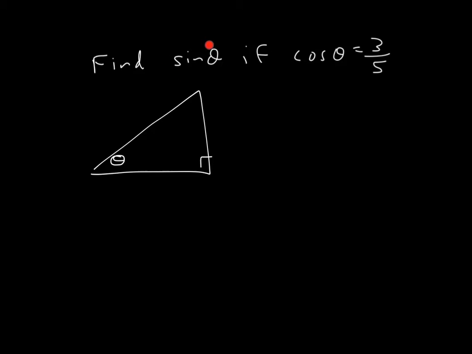We're looking for sine, but we want to start with what we know. We know cosine of theta is 3/5. That means the adjacent over the hypotenuse is 3/5. This is 3, this is 5. This over here is opposite, and I don't know anything about that. I just know cosine of theta is 3/5, so this is 3 and this is 5. The question is, find sine of theta. Well, in order to do that, I need opposite over hypotenuse. Remember SOH-CAH-TOA. Just keep coming back to that.